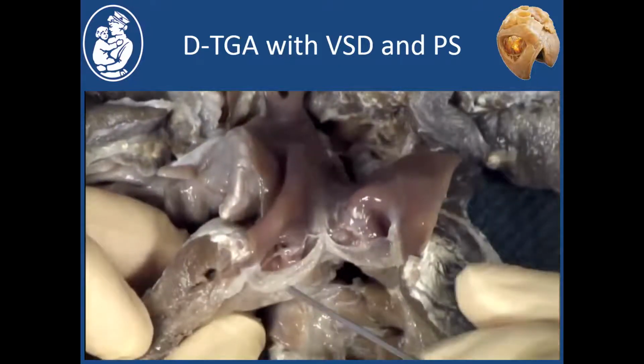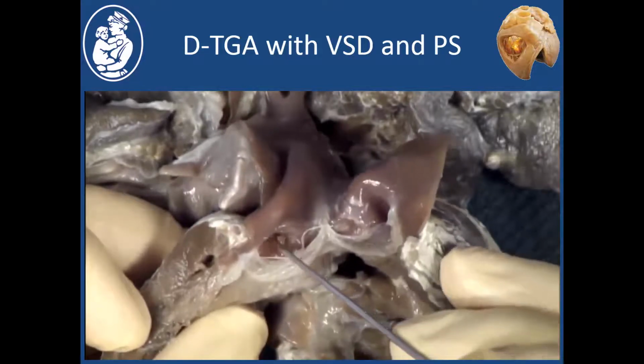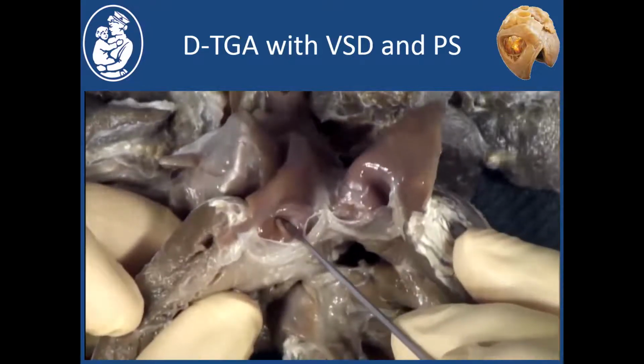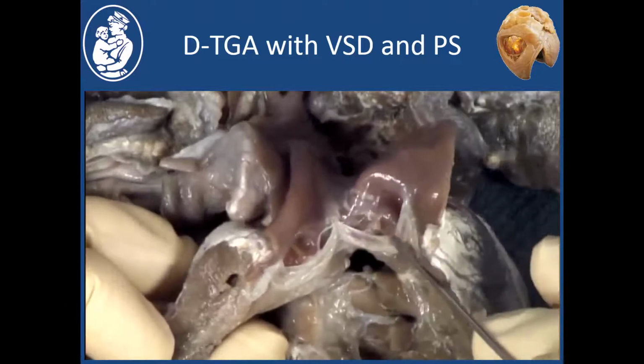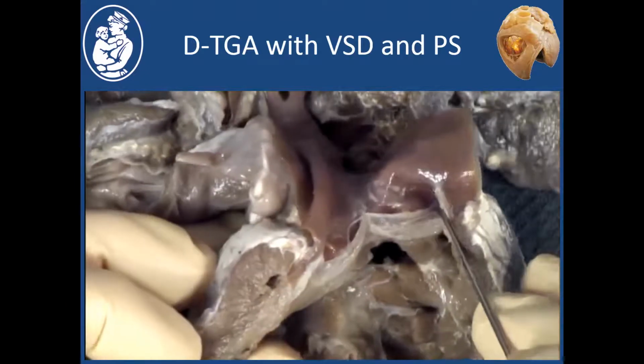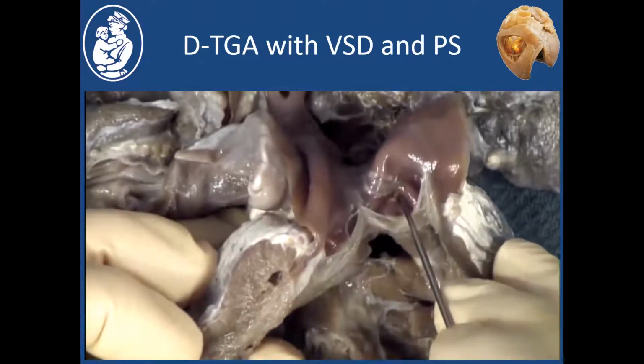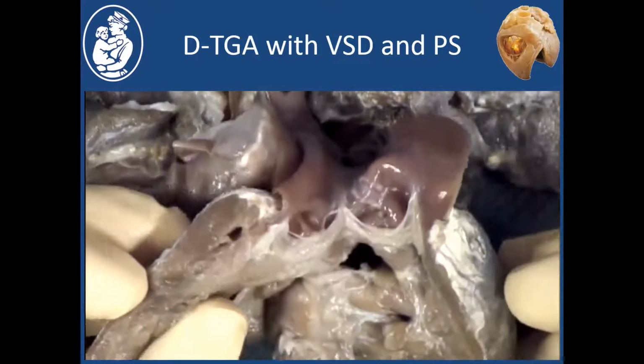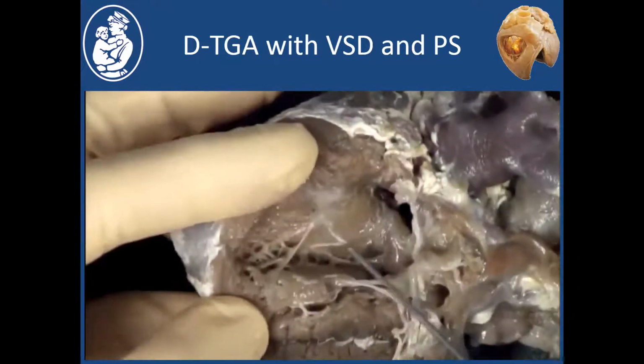Now, here's one of the coronary ostia right here. That's the right coronary ostium. The left coronary ostium is in this sinus. It's there, right there. It's the left coronary ostium. So those are the two facing sinuses.